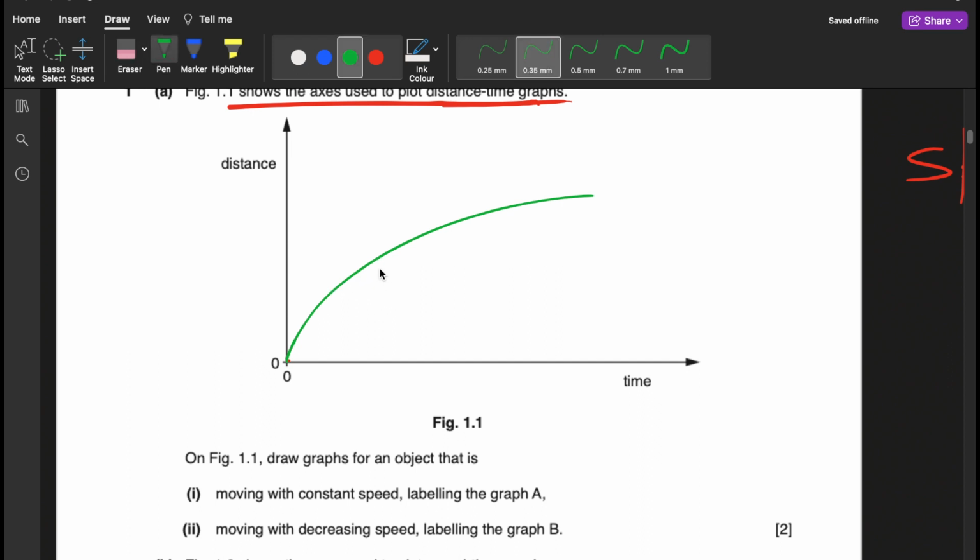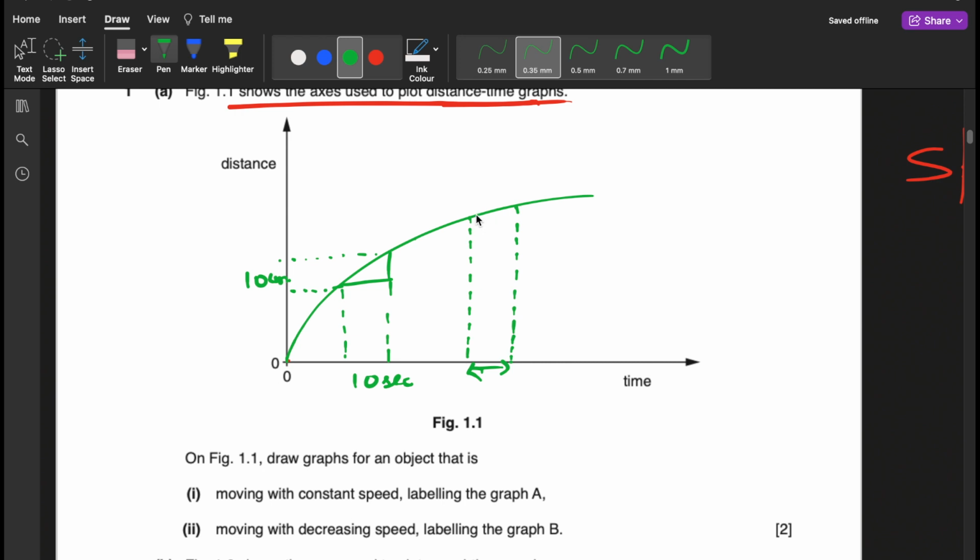As time passes, let's suppose this is an interval of 10 seconds, and in 10 seconds you are covering, let's suppose, 10 meters. Now for the same interval, how much distance will you travel, more or less? Less. It means the speed is decreasing. Are you getting the point?